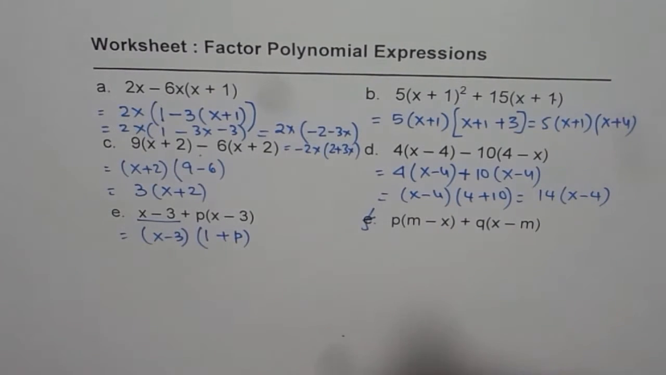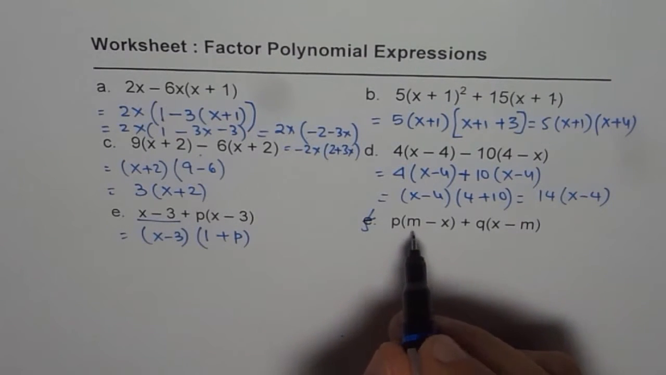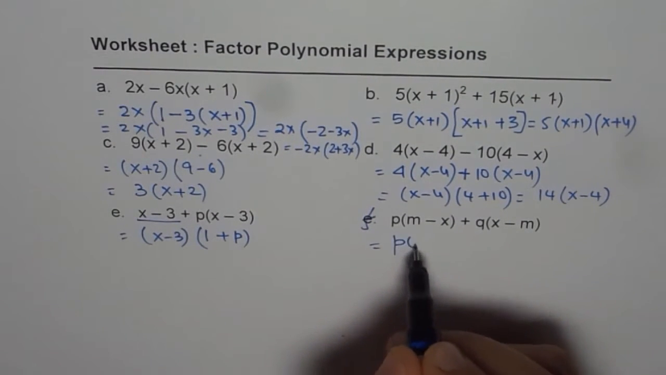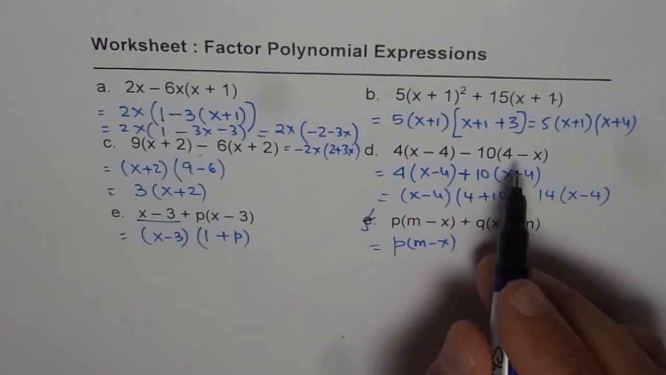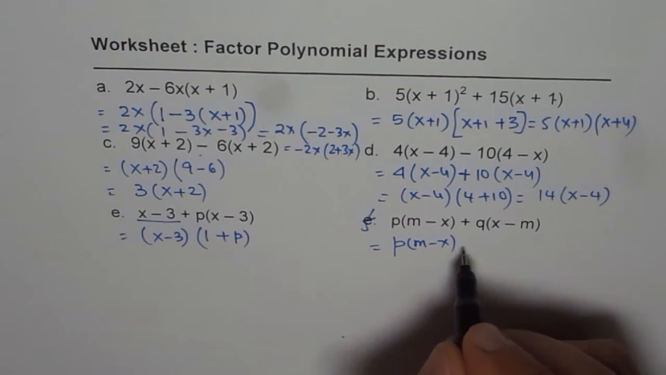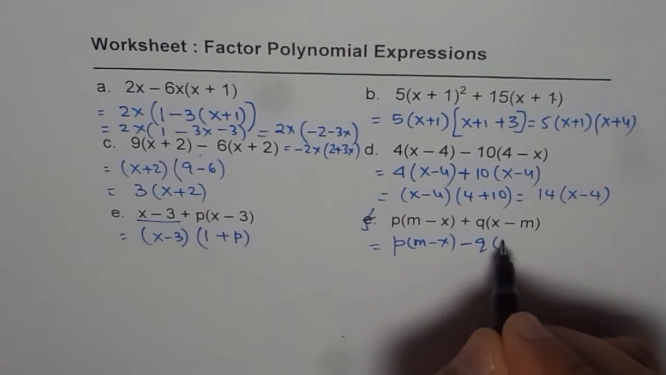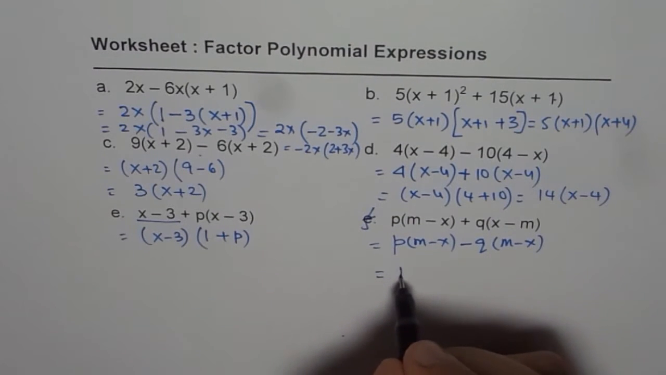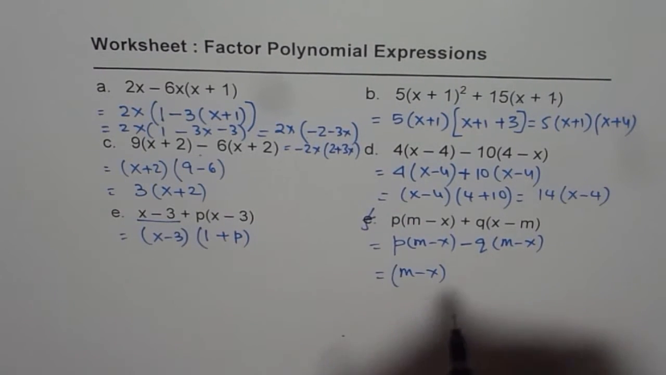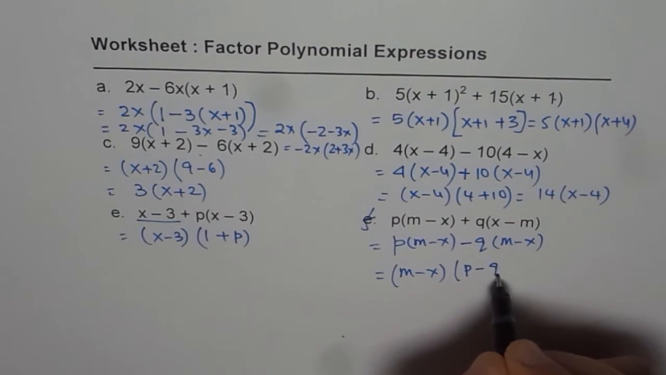This is part F. So we can write this as p times m minus x, and this is x minus m. So the strategy is to make negative of this. So negative of q, m minus x. Now we can factor m minus x, right? So we get m minus x times p minus q.